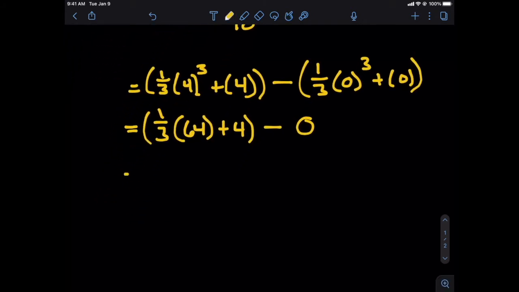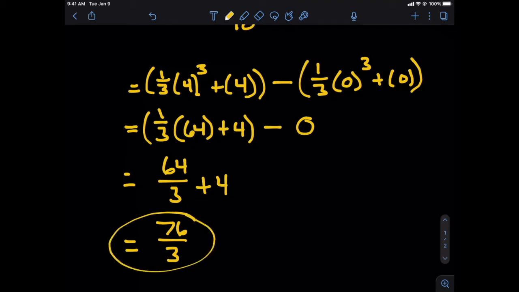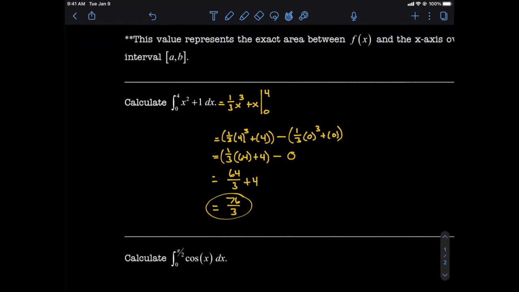Next, 1/3 times 64, we're going to leave that as the fraction 64 over 3, and we have to now add 4 to this value. Of course, when we add 4, we're going to need a common denominator, but we'll skip that step for now and go straight to the answer 76 over 3. What does this number represent? Why, it's the exact area between x squared plus 1 and the x-axis over the interval from 0 to 4.